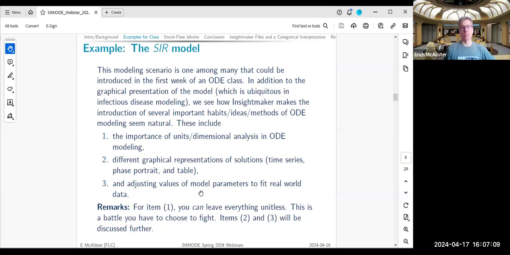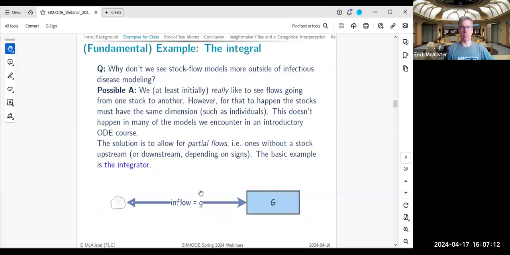Okay, so the next scenario. We see infectious disease modeling is where stock flow modeling gets used all the time. We don't see it a lot in other contexts within differential equations. Like you don't see it when you're talking about harmonic oscillators. One of the reasons that happens is when we talk about stocks and flows, you often want to see flow from one stock to another stock. That's not a necessary thing.